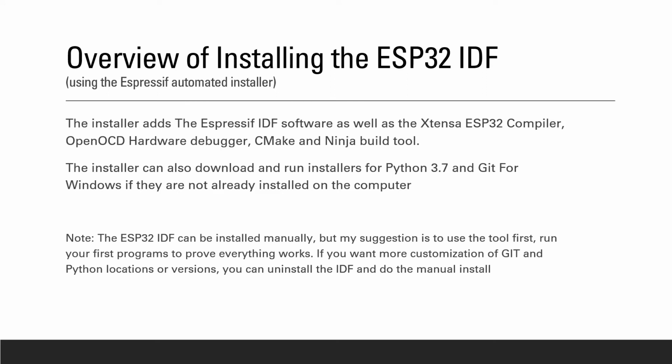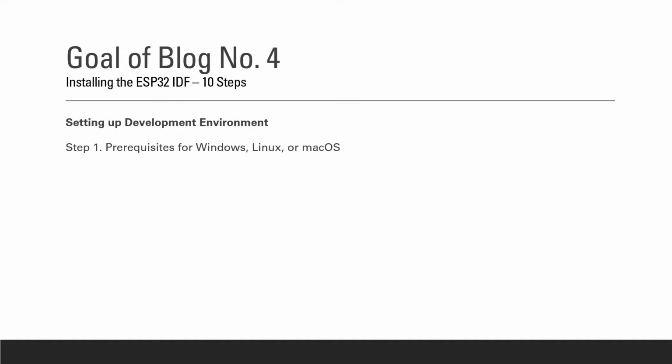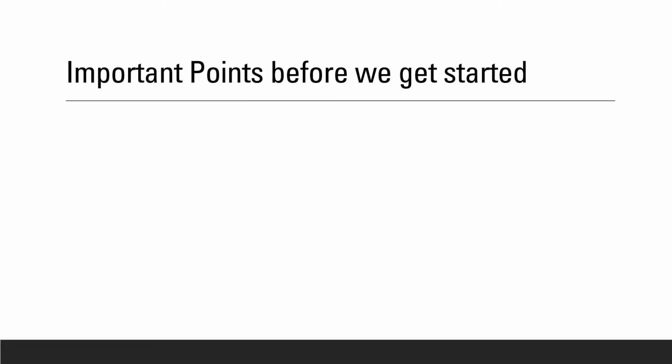Just repeating it, you can install all these pieces manually, and maybe some of you will, but my suggestion is use the tool first, run your first programs to prove everything works. Then if you want more customization of Git and the Python locations or versions, you can uninstall the IDF and do the manual install. So we're going to set up the software development environment and do the setup of the tools and the environment variables. But the good news is that the automated installer does most of the work here.